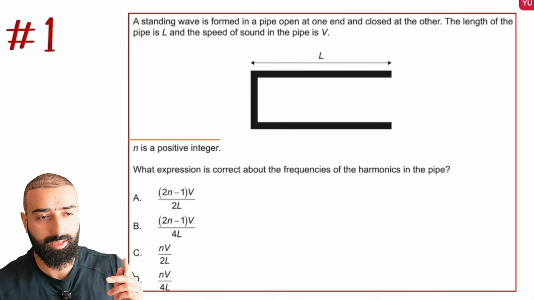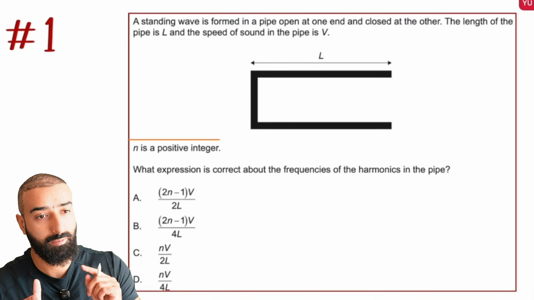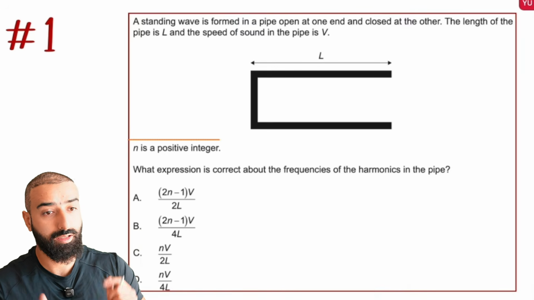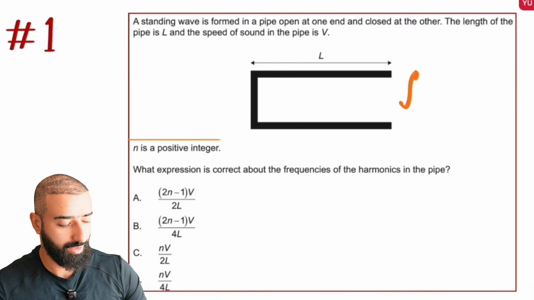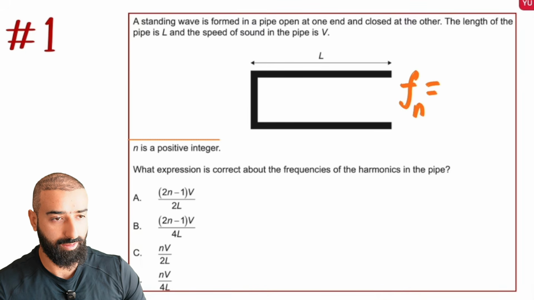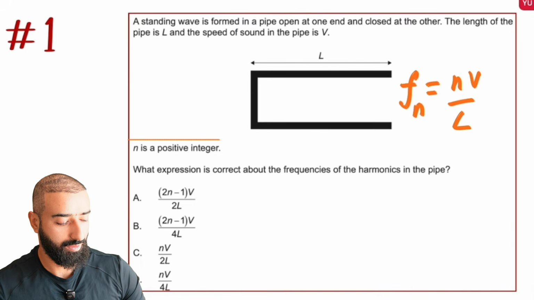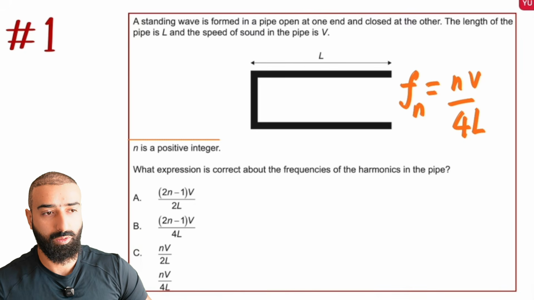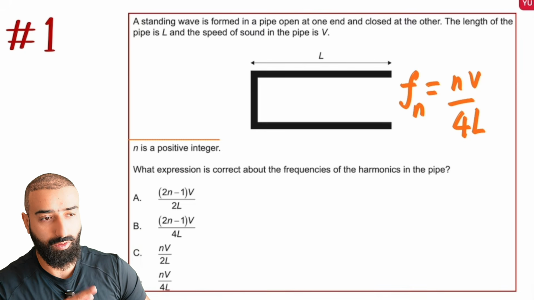Remember, what's our first step? Our first step is to see if this is a symmetric or a non-symmetric system. This is a non-symmetric system. That means our equation would be fn = nv over 4L. So we know that the denominator should have 4L in it.